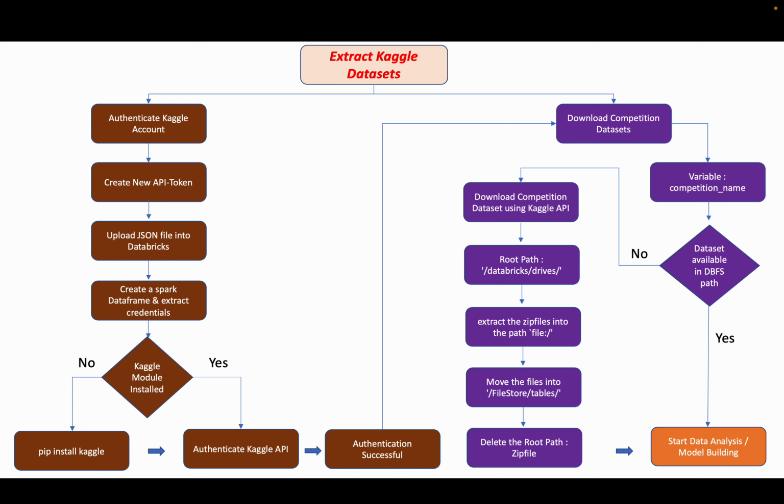And within Databricks, the data sets get downloaded within the root path called Databricks drives, and then from that particular path we will extract the files into our file stores and tables. And then finally, once the files are extracted, we will delete the downloaded zip file and then we'll start with working on data analysis or model building and whatever you like.